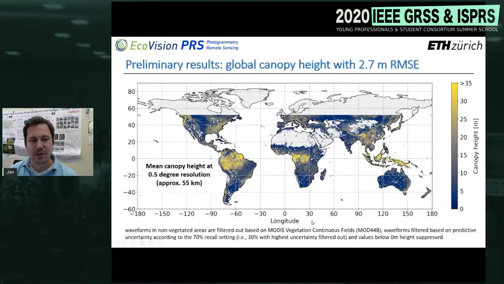This is all new, unpublished material. If you do this, train the model on the reference site that our NASA colleagues gave us, validate it, and then apply it to the whole Earth, this is what you get. This is the canopy height of the whole globe, except in northern Canada and a bit of northern Europe and Russia, northern Mongolia and so on, because the ISS only flies up to here. This is the canopy height plotted at 0.5 degree resolution.